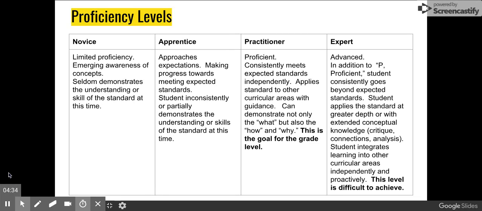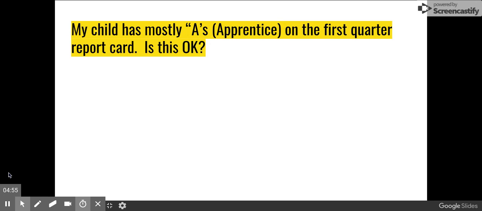And here it is. This is the 4-level scoring rubric that will guide teachers as they complete their report cards. The language on this rubric helps communicate where your child is in his or her learning progression on that particular standard. Notice that the grade P for practitioner is the goal of the grade. Let's address a few important questions.